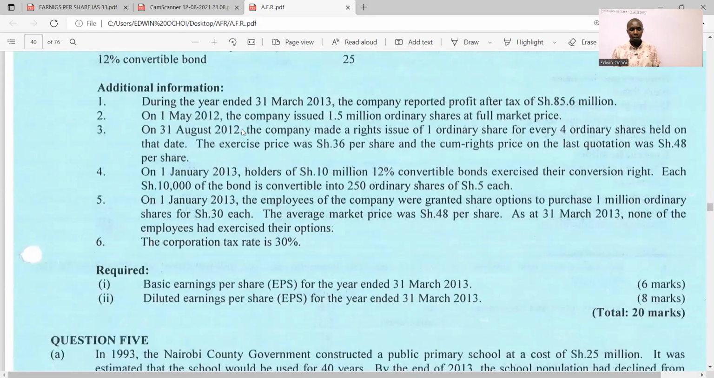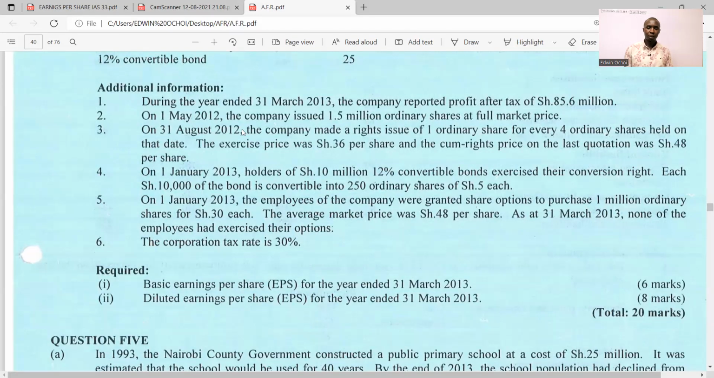Additional information. During the year ended 31st March 2013, the company reported profit after tax of 85.6 million. Number 2, on 1st May 2012, the company issued 1.5 million ordinary shares at full market price. Number 3, on 31st August 2012, the company made a rights issue of 1 ordinary share for every 4 ordinary shares held on that date. The exercise price was shillings 36 per share, and the cum-rights price on the last quotation was shillings 48 per share. So you can see we have a rights issue.